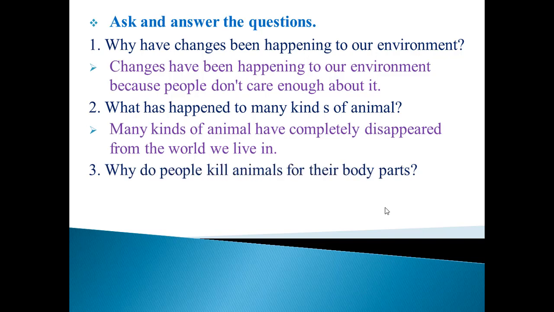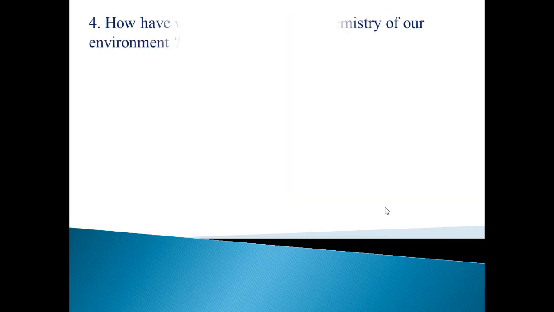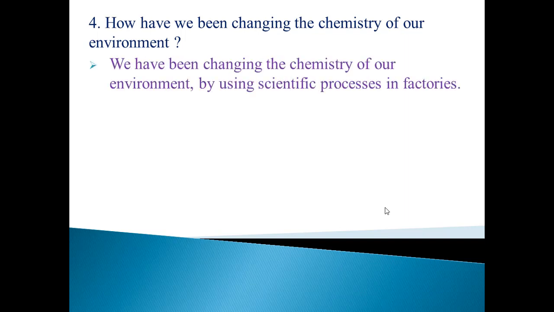3. Why do people kill animals for their body parts? People kill animals for their body parts because they have a high market price. 4. How have we been changing the chemistry of our environment? We have been changing the chemistry of our environment by using scientific processes in factories.